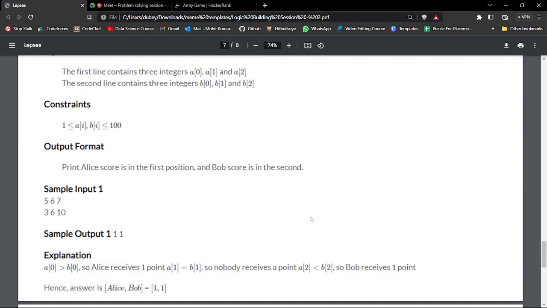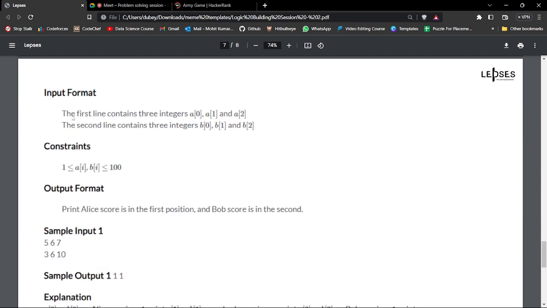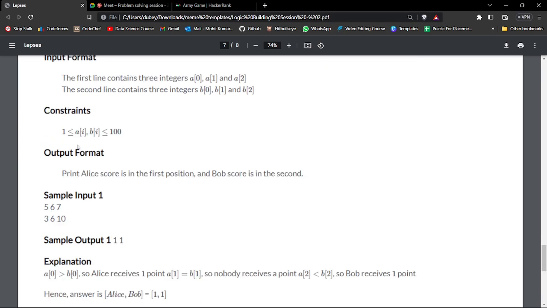It says the input format is: the first line contains three integers A0, A1, and A2. The second line contains three integers B0, B1, and B2. So this is the input format. Then the constraint says that the A[i] and B[i] values should be between 1 and 100. Then we have to print Alice's score in the first position and Bob's score in the second position.